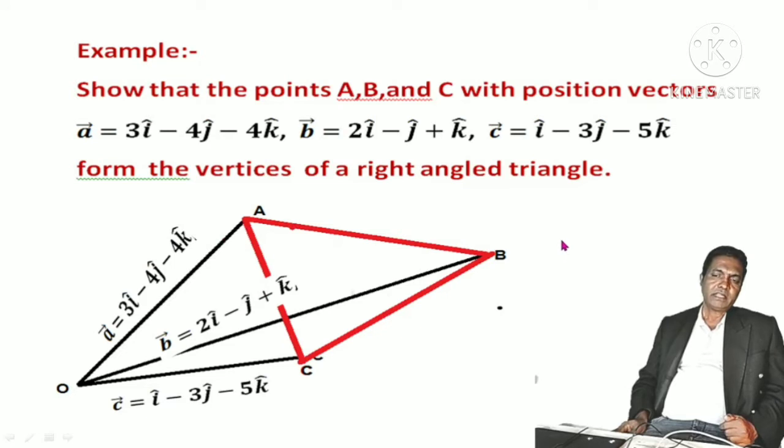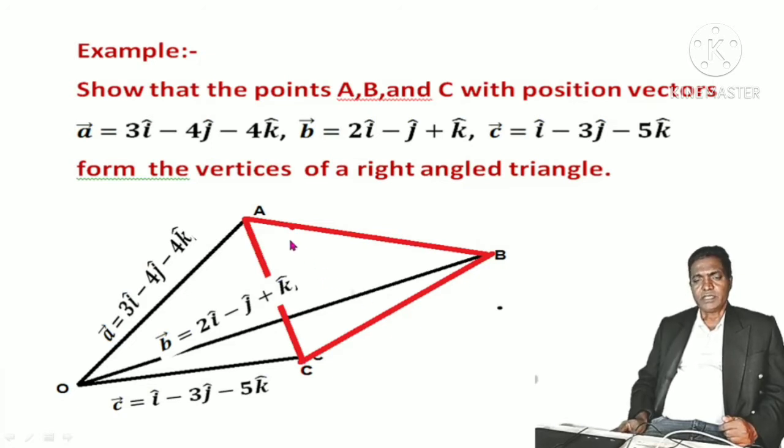So right angle triangle means you have to show that any two sides are perpendicular, or you have to show that in this triangle Pythagoras theorem is satisfied. So what we do is we find the magnitude of AB, magnitude of BC, and magnitude of AC vector, and we will take the square of them and we'll verify Pythagoras theorem.